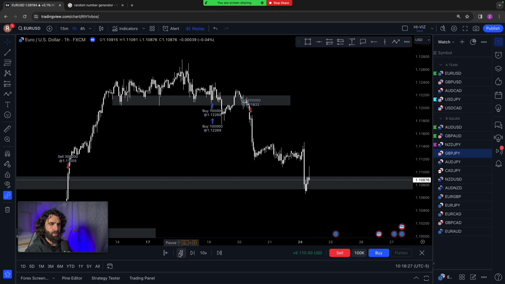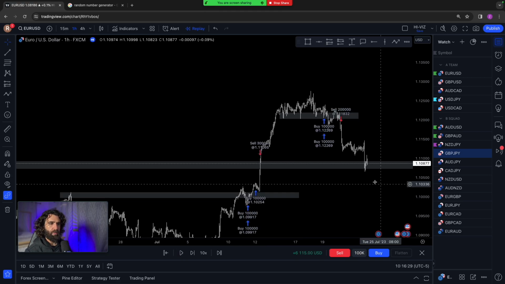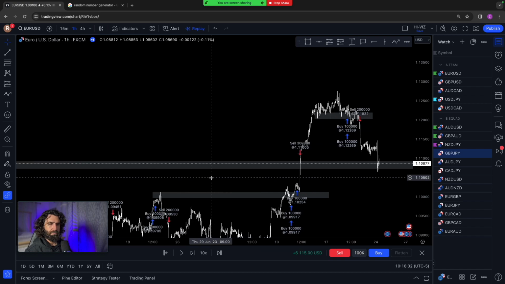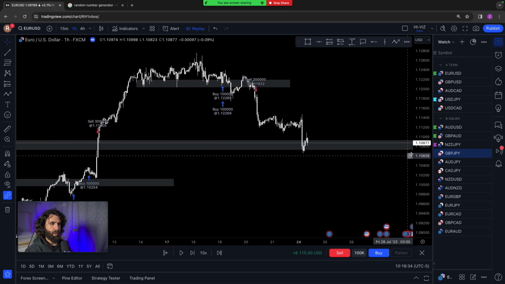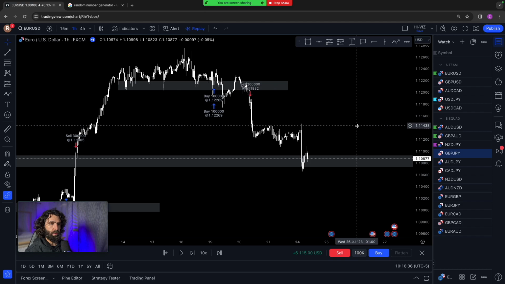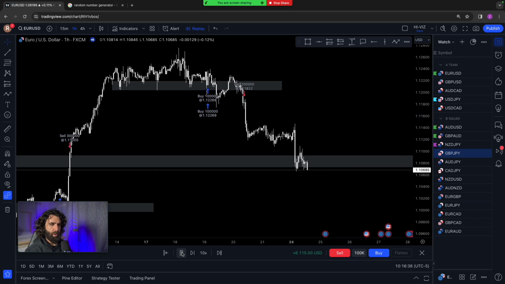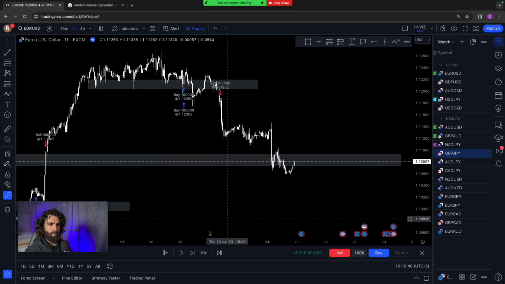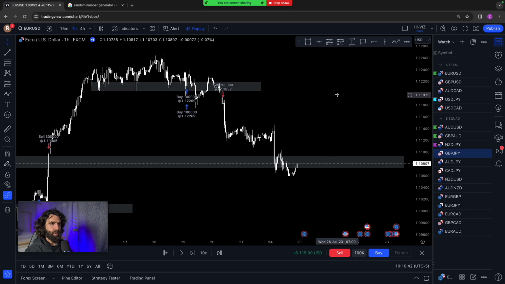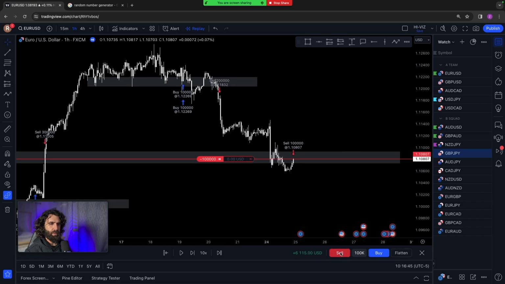No black and white rules. Just basing it off of our own opinion of what we're seeing price action do, not what we think is going to happen. But I'm going to say a sell is due in this one.